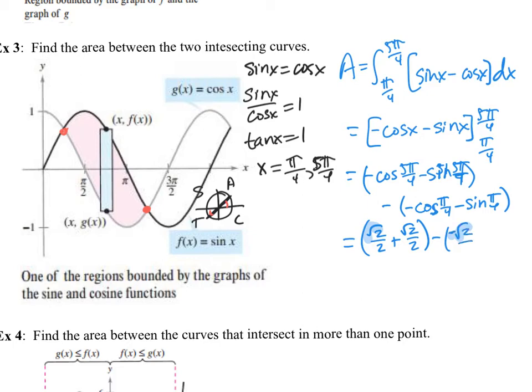Negative square root of 2 over 2. And then minus sine, let's see, where are we? We're here. Minus sine of pi fourths, so that would be minus square root of 2 over 2. So minus square root of 2 over 2.